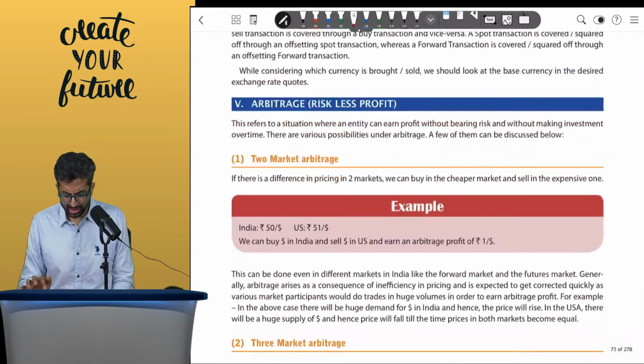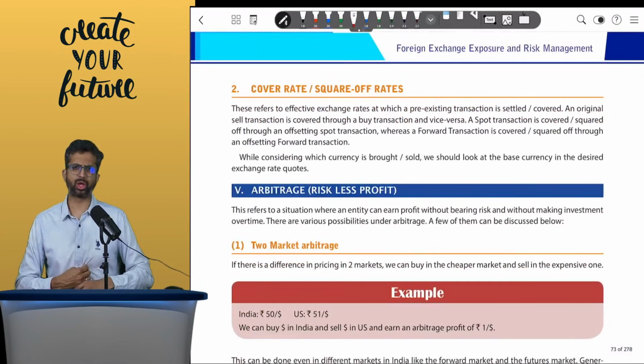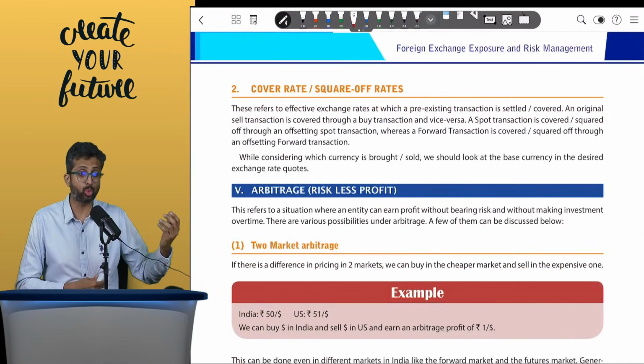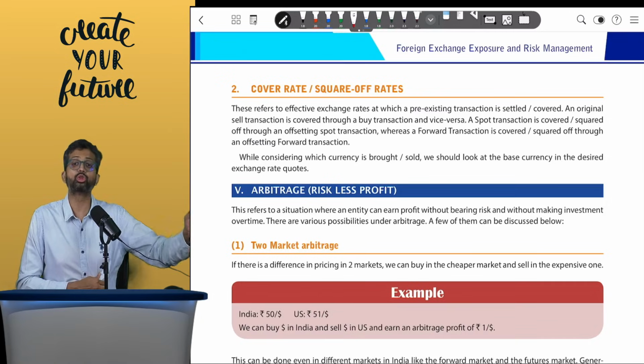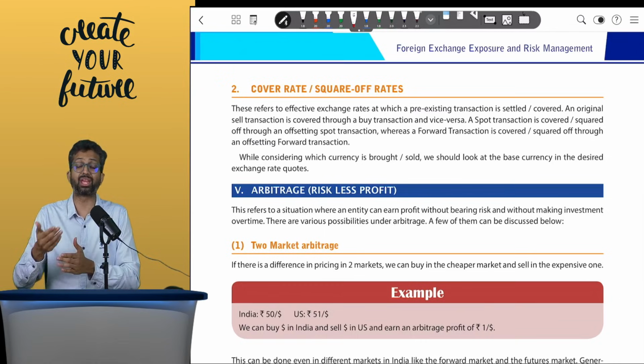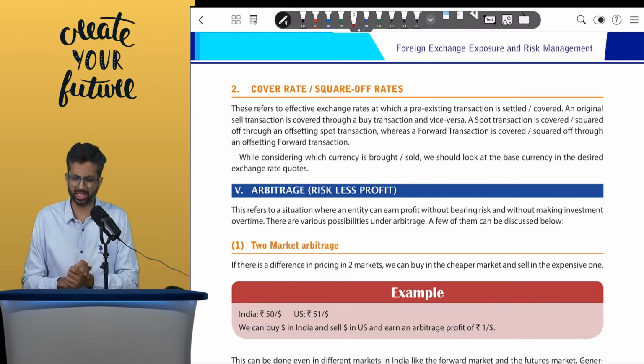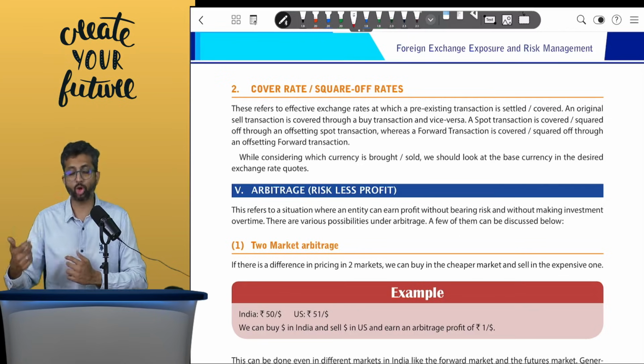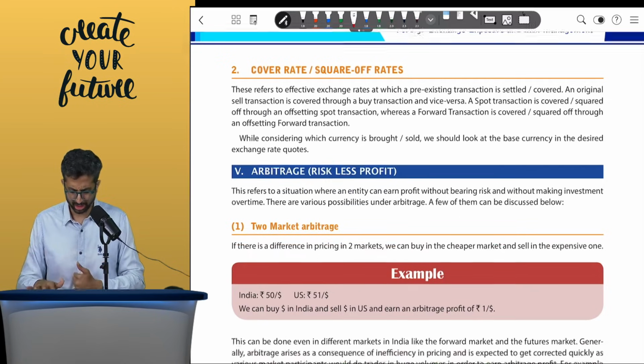Next you have cover rates or square off rates. If you have taken a transaction and you want to exit it, that is, you want to cover it, you will take the offsetting position. So if you have taken a buy position, you will offset by taking a sell position. That is the cover rate or squaring off rate that you will take.